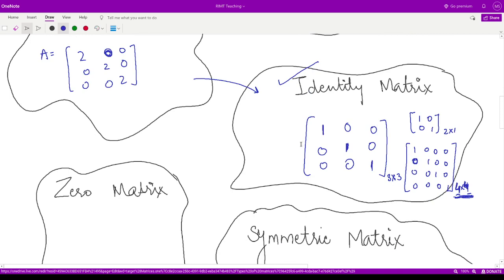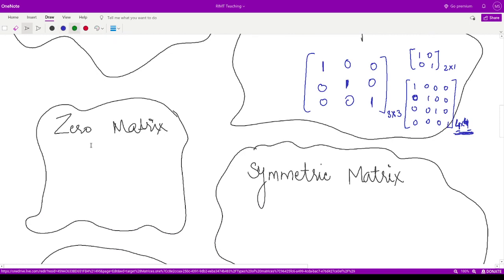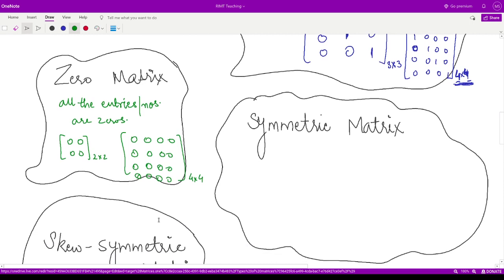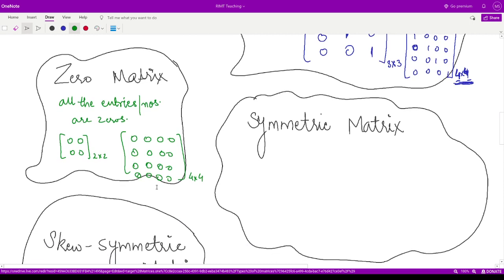Next category is the zero matrix. So what is a zero matrix? Where all the entries, that means all the numbers that we are using, are zeros, right? So one example is 0, 0, 0, 0. This is a 2 cross 2 matrix. Another example is 0, 0, 0, 0, 0, 0, 0, 0, 0, 0, 0, 0, and 0, 0, 0, 0. So how much is the order here? 4 cross 4. So this is a 4 cross 4 matrix, which is a zero matrix, right?